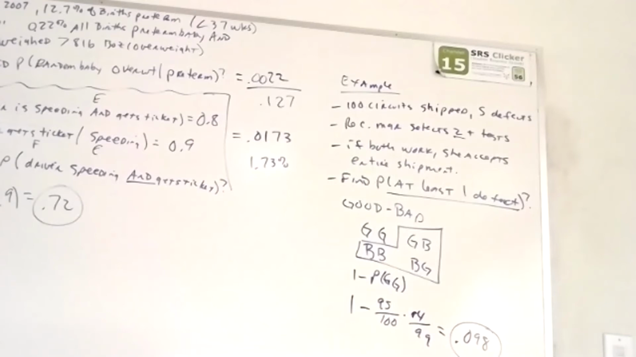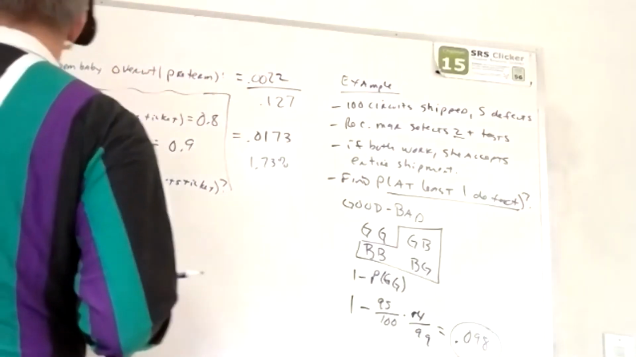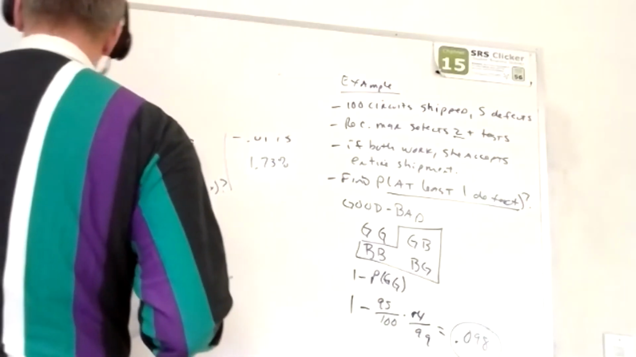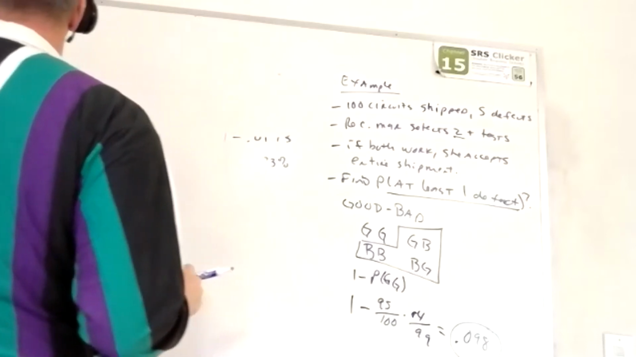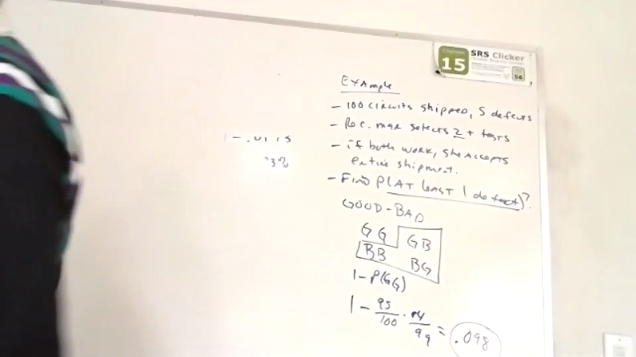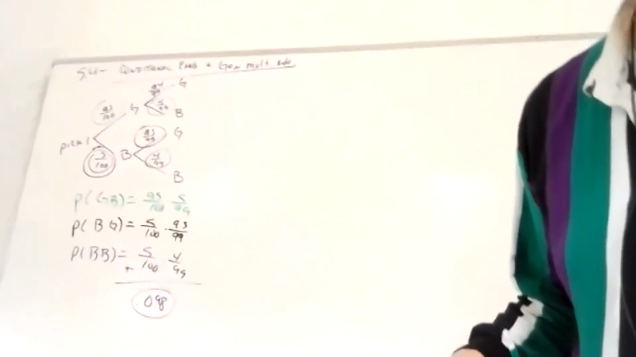Okay. All right, let's do another example here. Oh, did I move my camera? I didn't, but here, we'll go over here. Now you can see the board, maybe. There's your tree diagram.